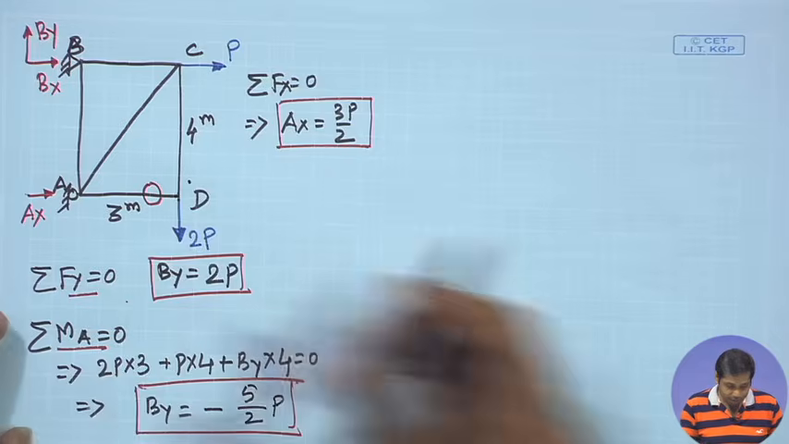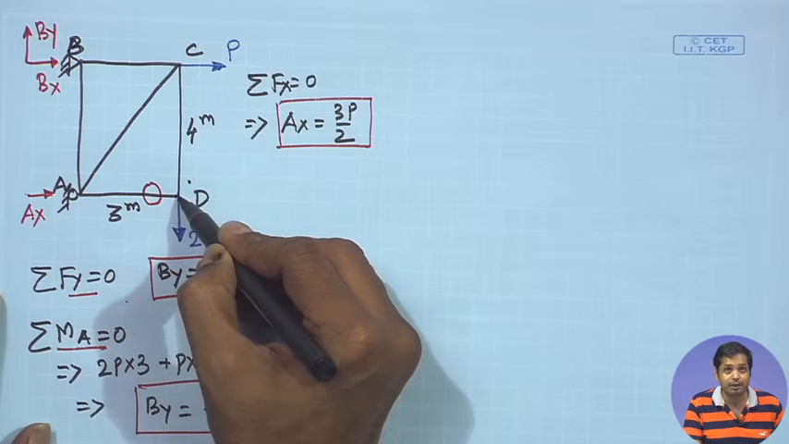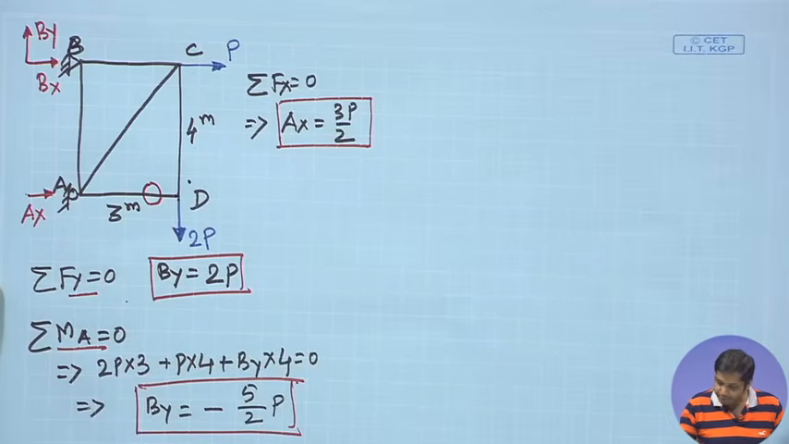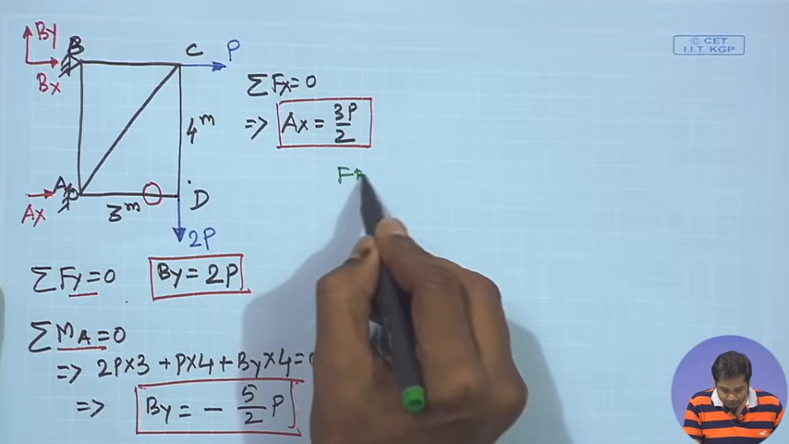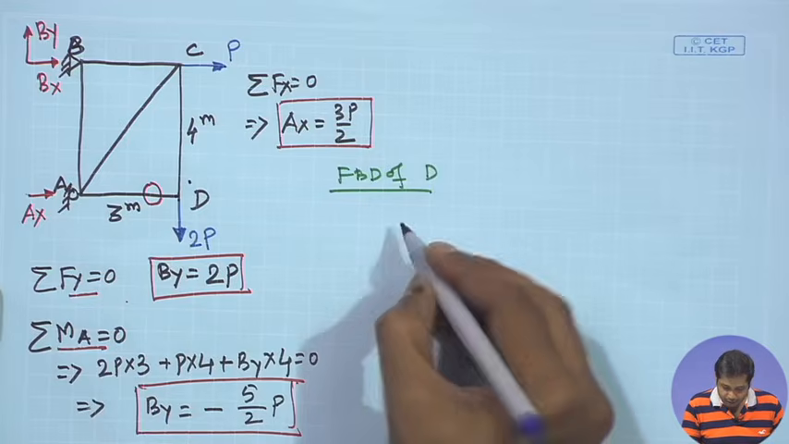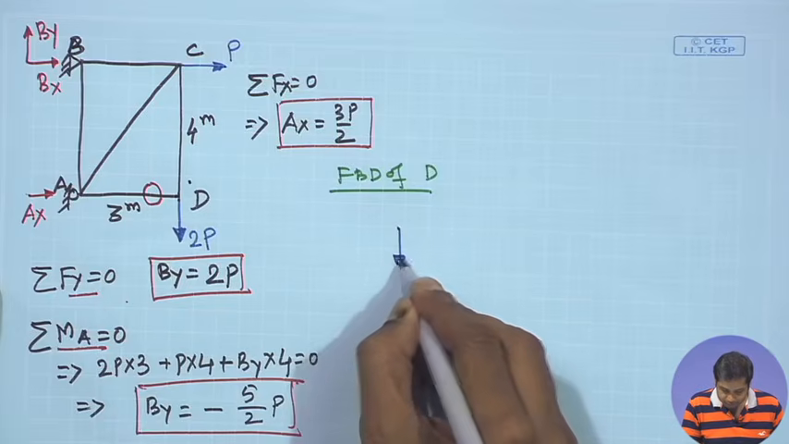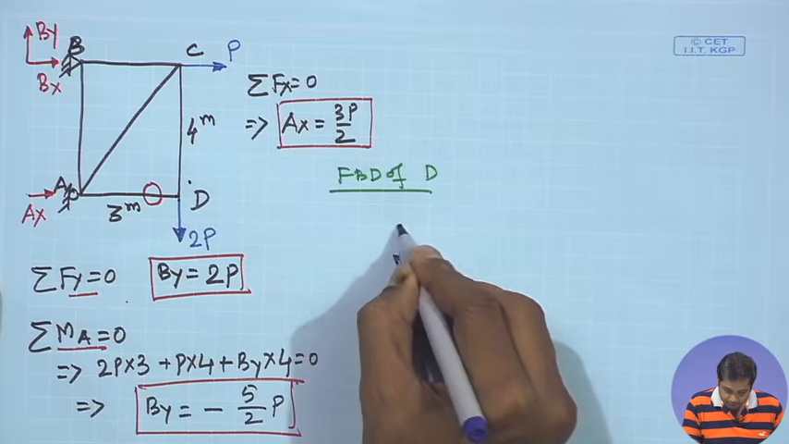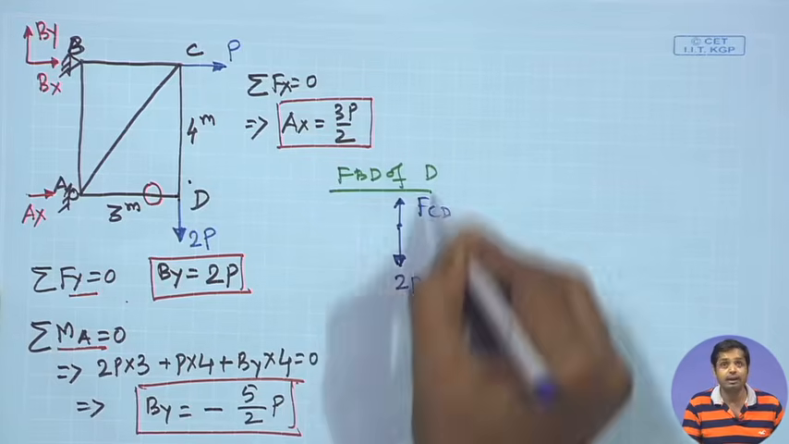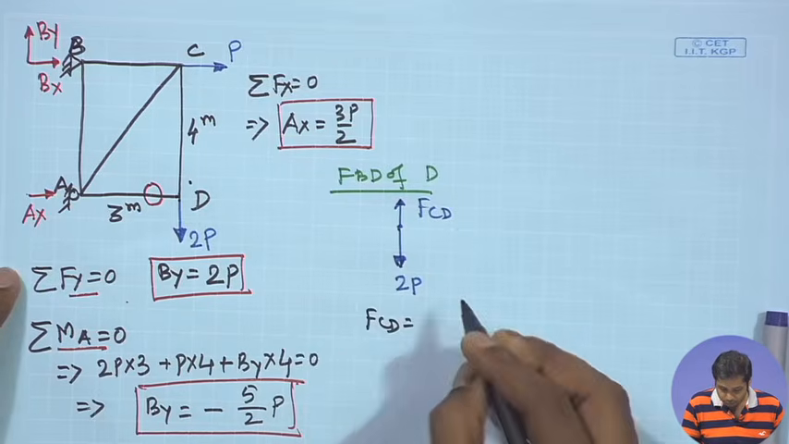Now, if member AD is a zero force member, then taking the free body diagram of joint D, we have the force in this direction, which is 2P, and the force in member CD, FCD. Naturally, from this we can say that FCD is equal to 2P.